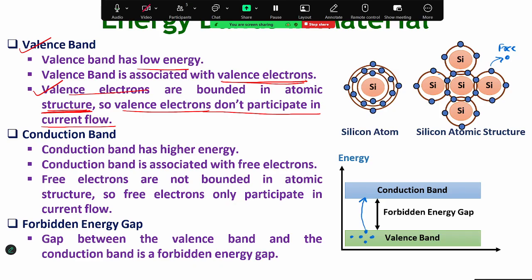And what is the conduction band? The conduction band is nothing but the higher energy band. In this, free electrons are available. That means when electrons are present in the conduction band, they are not associated with the atomic structure. They can move freely and participate in the current. Suppose a copper atom is there: an electron should jump from valence band to conduction band, and then only conduction takes place.